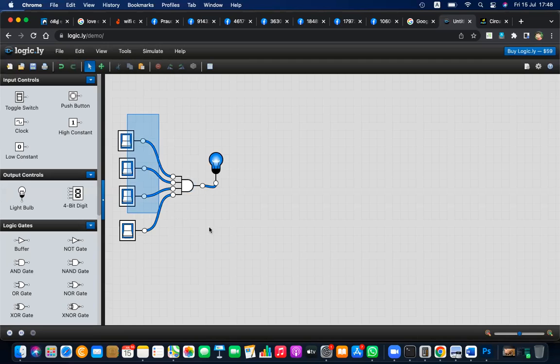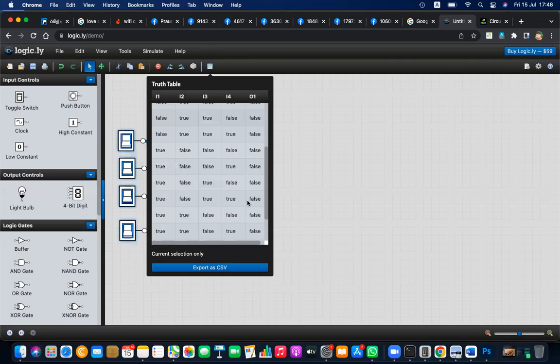When you draw a truth table for this, you can see it will produce true when all are true.